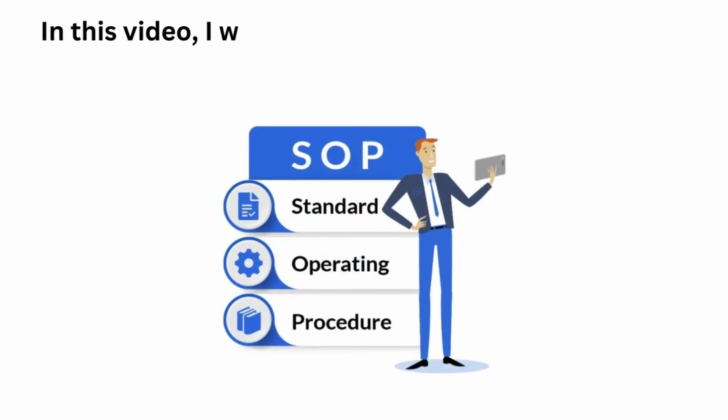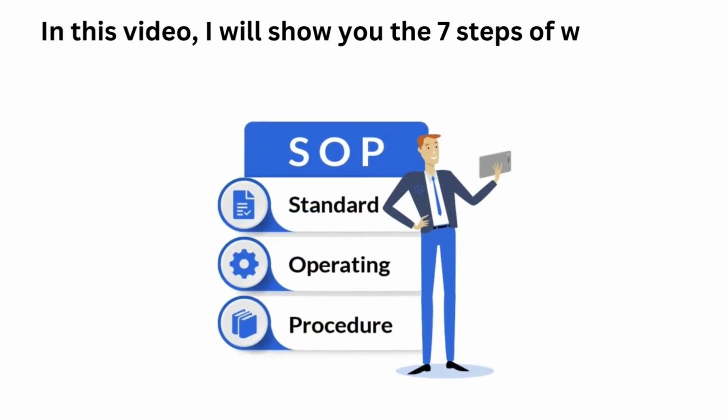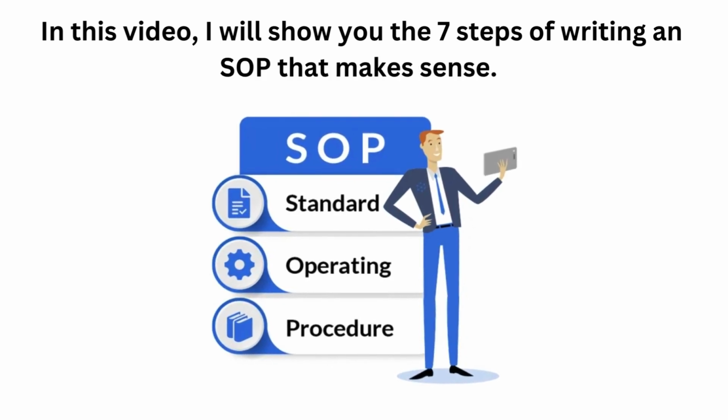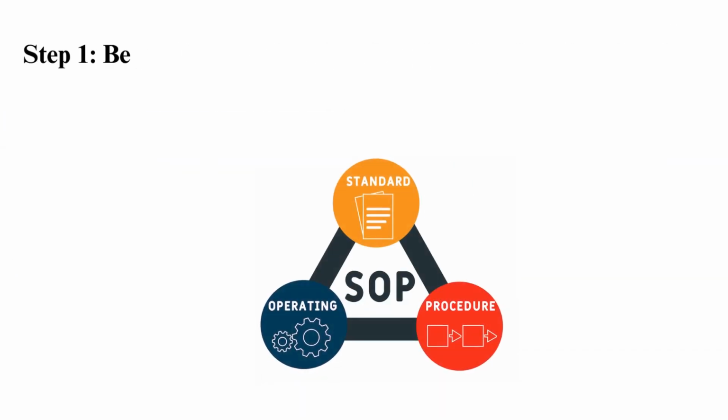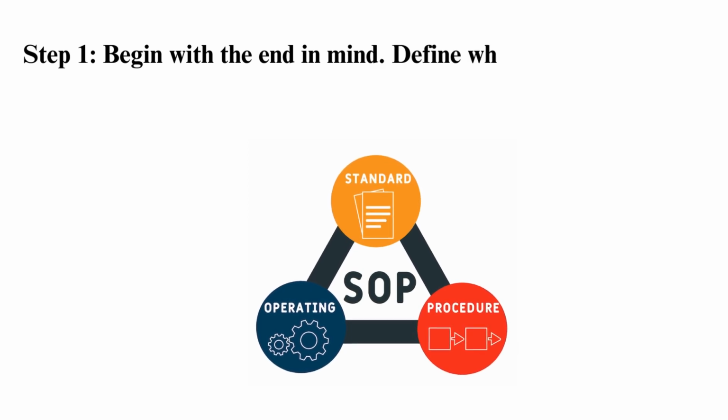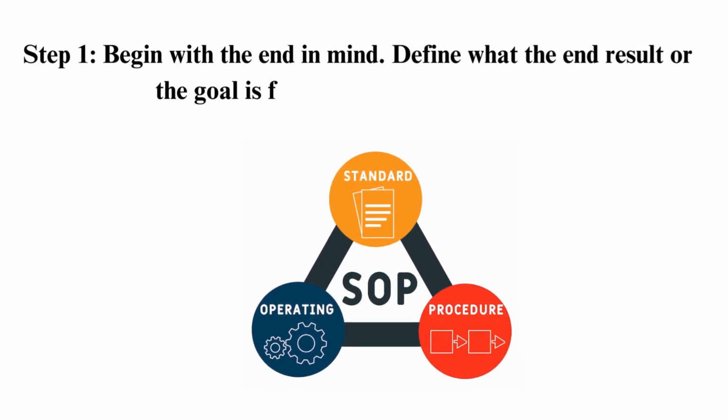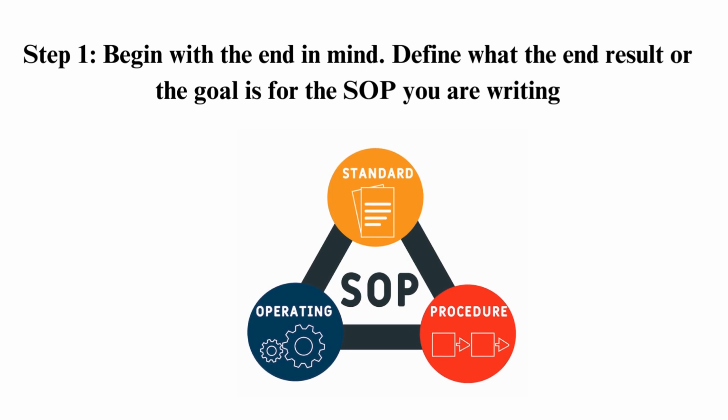In this video, I will show you the 7 steps of writing an SOP that makes sense. Let's get started. Step 1. Begin with the end in mind. Define what the end result or the goal is for the SOP you are writing.